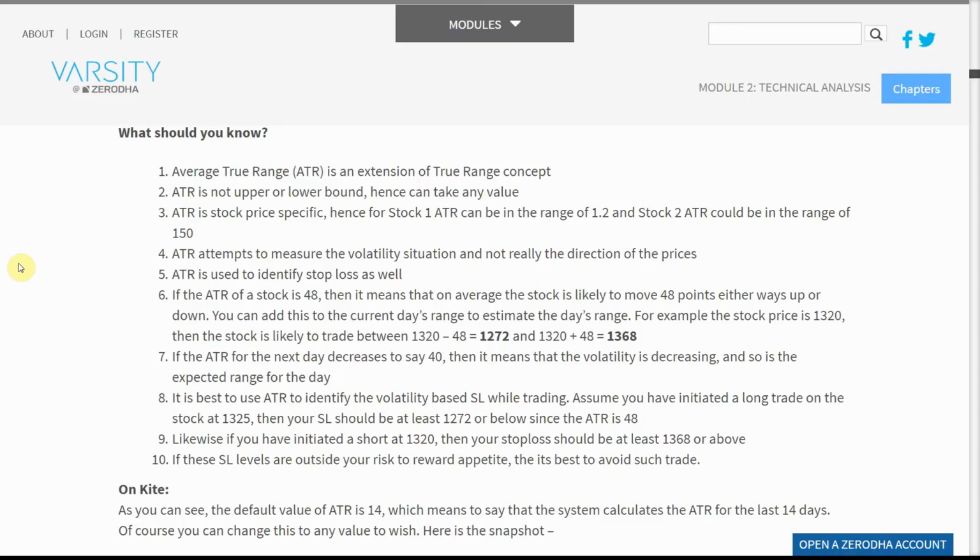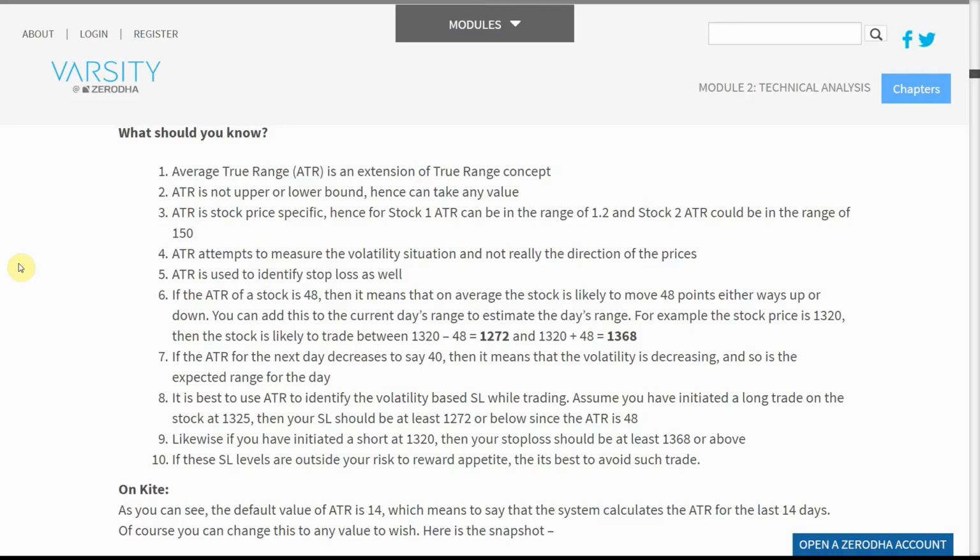For example, the stock price is $13.20. Then the stock is likely to trade between $13.20 minus 48 equals $12.72 and $13.20 plus 48 equals $13.68. If the ATR for the next day decreases to say 40, then it means that the volatility is decreasing, and so is the expected range for the day. It is best to use ATR to identify the volatility-based SL while trading.